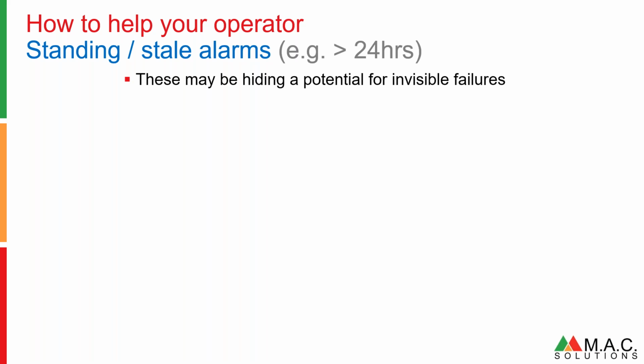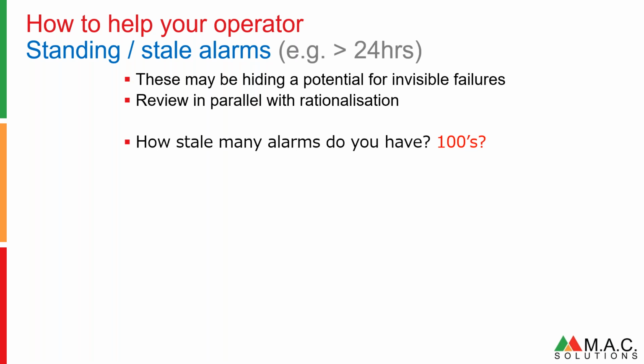Stale alarms, standing alarms, may be hiding a potential for invisible failures. What do I mean by that? I'll explain in a second. Again, look at your standing and stale alarms and review them in parallel with your rationalization. You don't have to wait till you get to your standing alarms in rationalization, which might be 2-3 months down the road. You can look at your list today and start dealing with them. So do those in parallel. These are things you can do in parallel with rationalization.